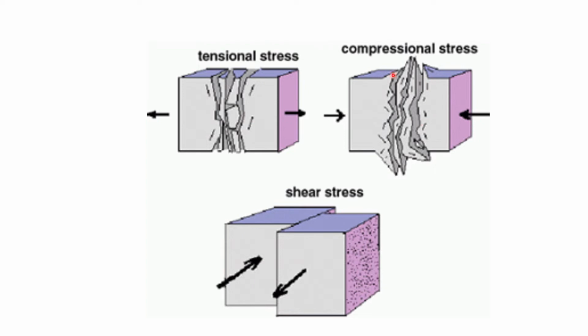Now, compressional stress right here involves forces pushing together. Compressional strain shows up as rock folding and thickening. All right, so there's a folding of rocks here. That's compressional stress. Now we also have the shear stress, which involves transverse forces. The strain shows up as opposing blocks or regions of material moving past each other. So that is shear stress.